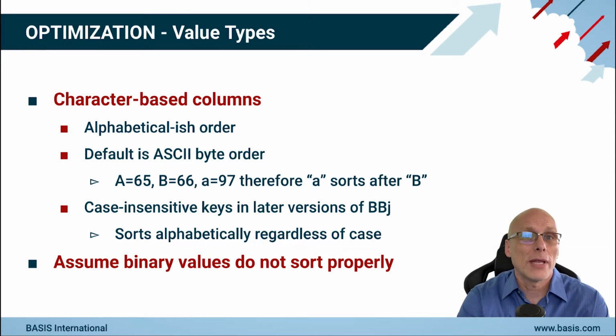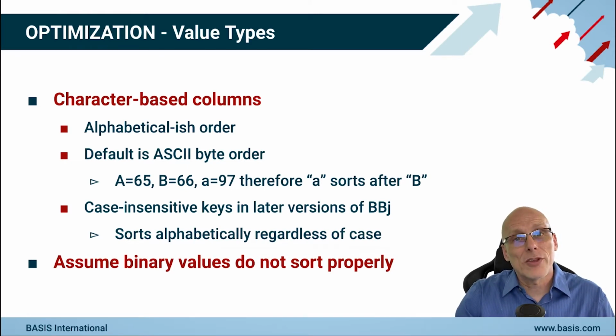One thing I do want to point out with character-based columns is that the whole purpose of understanding these value types is to understand why the BBJ SQL optimization engine may ignore certain index segments. When it comes to character-based columns, we assume that it's going to sort properly. What that means is that you can get incorrect data results if you are not aware of this case difference. So keep that in mind when you are submitting your queries: if you're not using case-insensitive keys, then the case does need to match for optimization purposes.